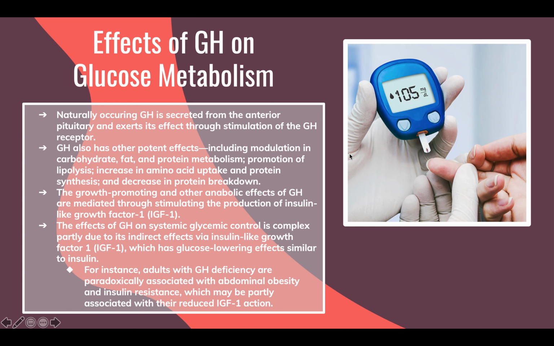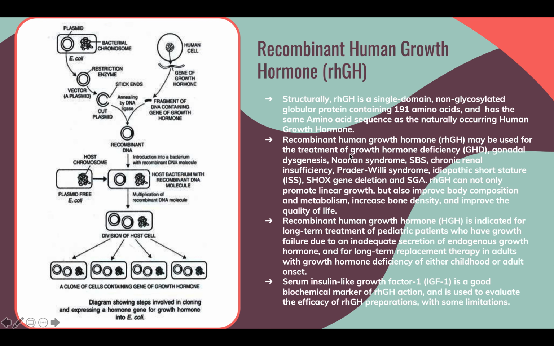So as I've mentioned in the previous slides, insulin-like growth factor 1 demonstrates similar homology to different types of insulins and to the pro-insulin hormone. Here's an example where adults with growth hormone deficiency are paradoxically associated with abdominal obesity and insulin resistance, which may be partially associated with their reduced IGF-1 action.